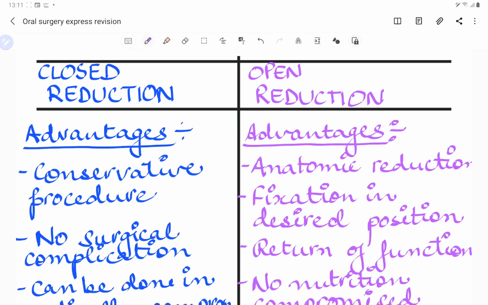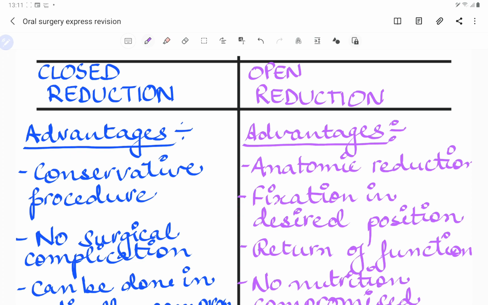In open reduction you do not have to do any compromise. So we do the surgery, we fix the plates, and that's it done. So after you fix the fracture segments with a plate or screws, then we remove the intermaxillary fixation.